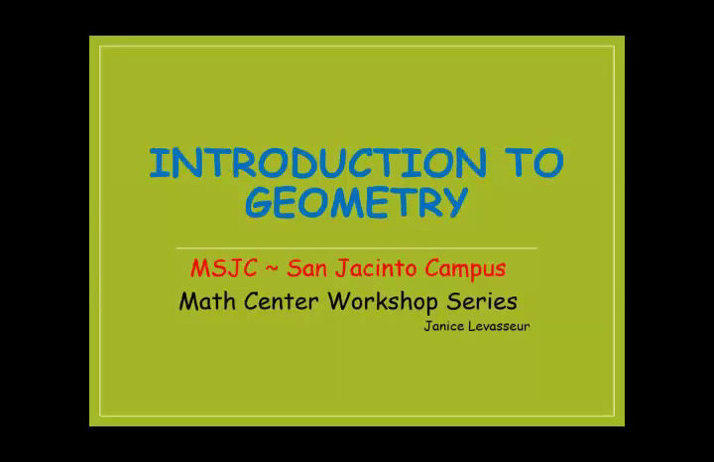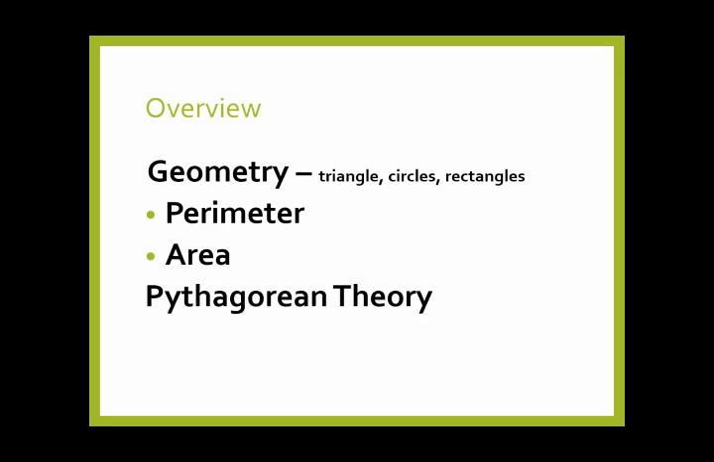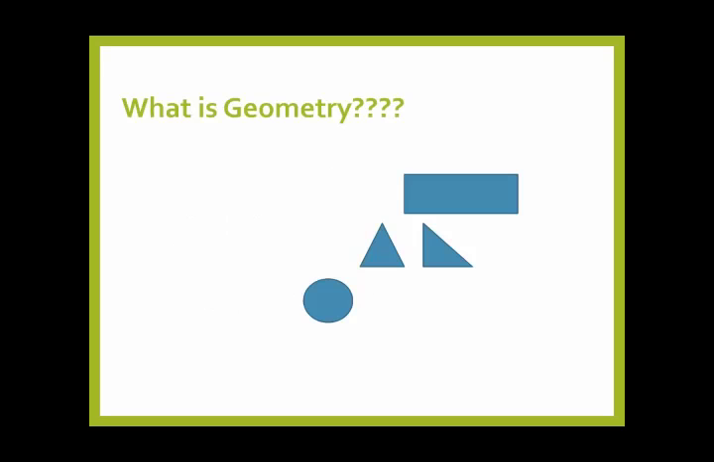This is Introduction to Geometry. These slides have been pulled from San Jacinto campus. An overview of what we're going to talk about today is geometry. We're going to look at the perimeter and area, and for circles, we're going to look at circumference. And then we're going to look at the Pythagorean theorem.